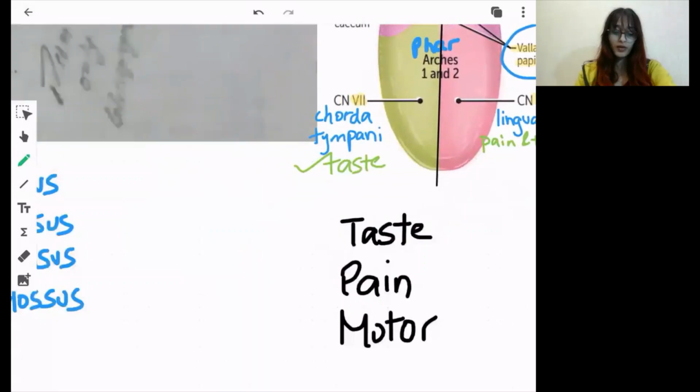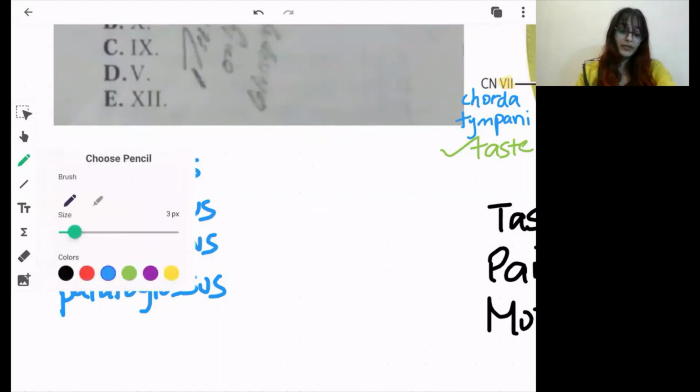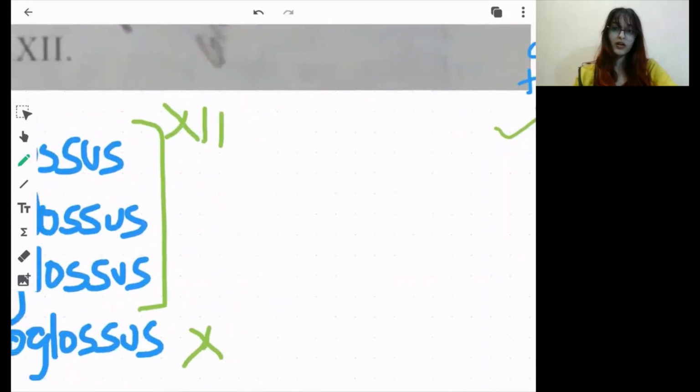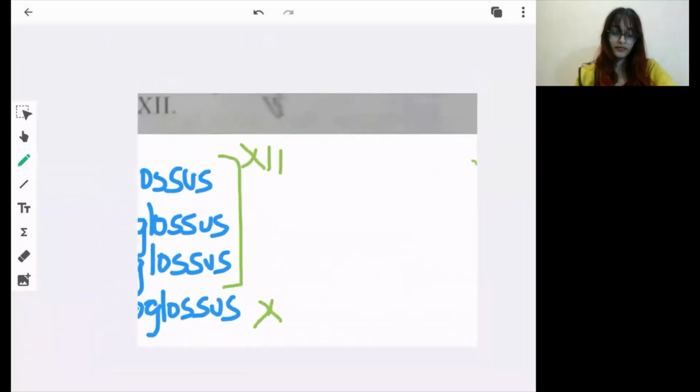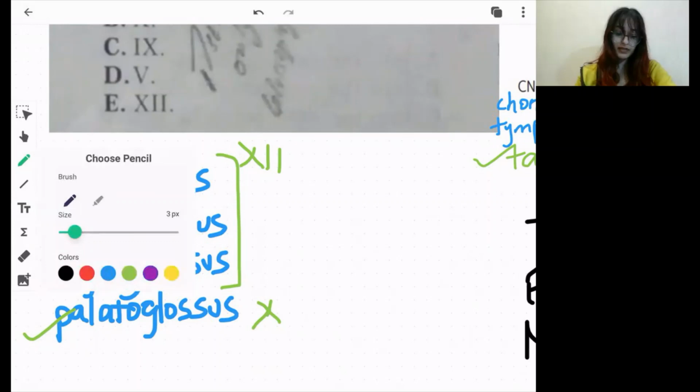So let's go on to the muscles of the tongue. These are the extrinsic muscles. There are 4 muscles mainly: hyoglossus, genioglossus, styloglossus, and palatoglossus. All of these are supplied by cranial nerve number 12, that is the hypoglossal nerve, except for the palatoglossus. It is supplied by the vagus nerve. So let's also write the functions of each muscle. The hyoglossus retracts and depresses the tongue.